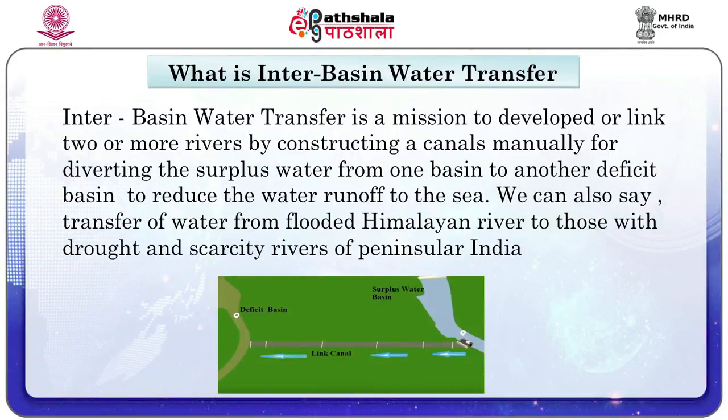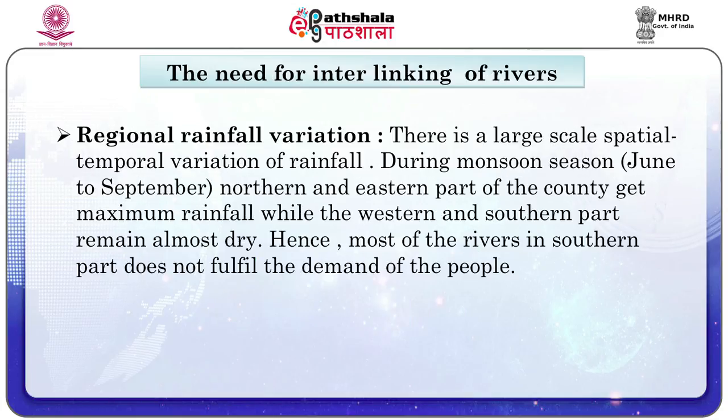Now, let us understand what is inter-basin water transfer. Inter-basin water transfer is a mission to develop or link two or more rivers by constructing a canal manually for diverting the surface water from one basin to another deficit basin to reduce the water runoff to the sea. We can also say it is the transfer of water from flooded Himalayan rivers to those with drought and scarcity rivers of peninsular India. Why do we need interlinking of rivers?